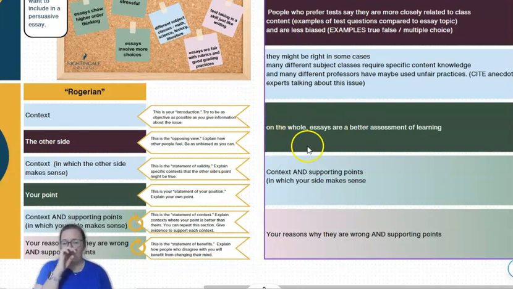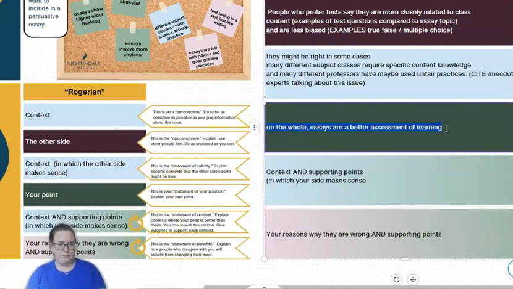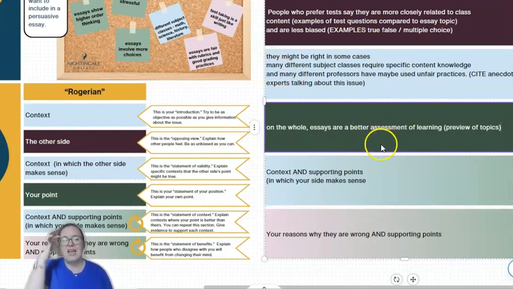And this one, again, I can be very general. And I want to say, okay, in the big way, I'm going to give my point, and I'm going to explain it. Maybe this is a preview of topics I'm going to talk about in my next part. But I'm going to say, okay, essays are better assessment of learning. Whether they're fairer or not fairer, I want to talk about the assessment of learning.